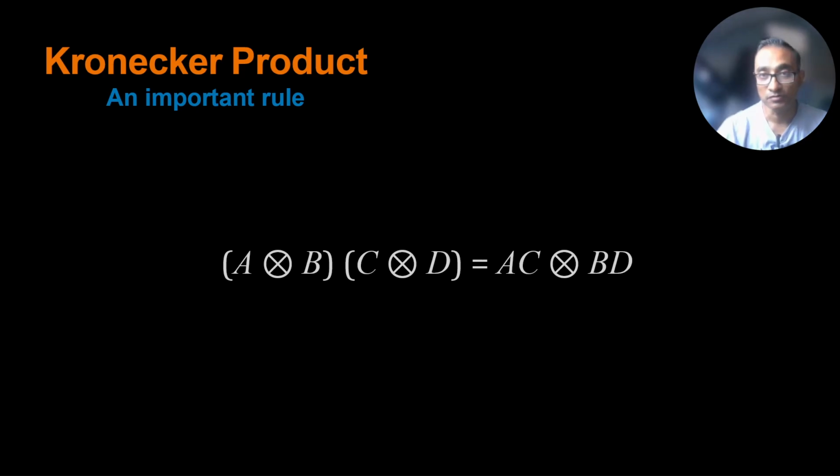An important rule for the Kronecker product to remember is that if A is a Kronecker product with B and C is a Kronecker product with D, then A and C are Kronecker product with B and D. Sorry for the pronunciation.